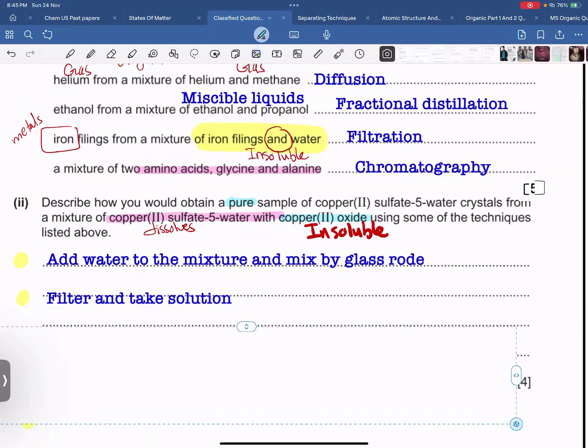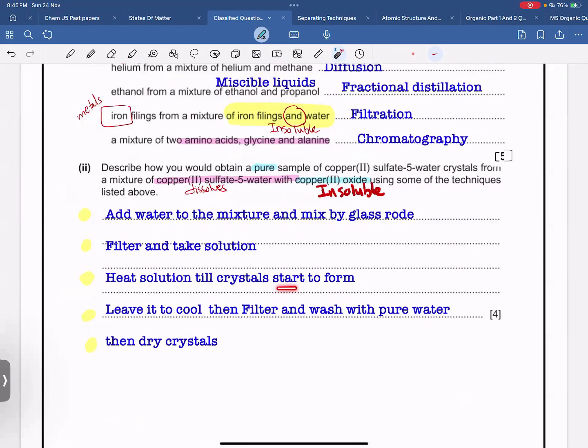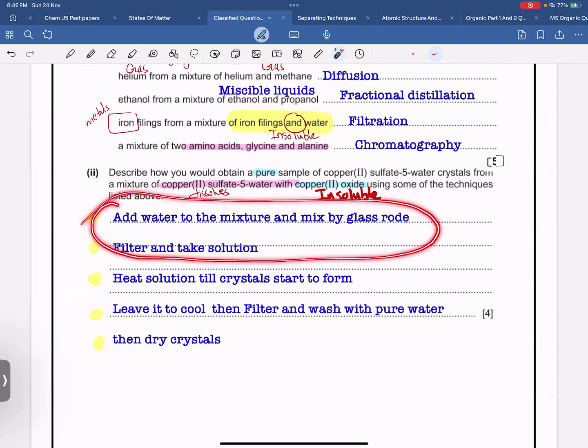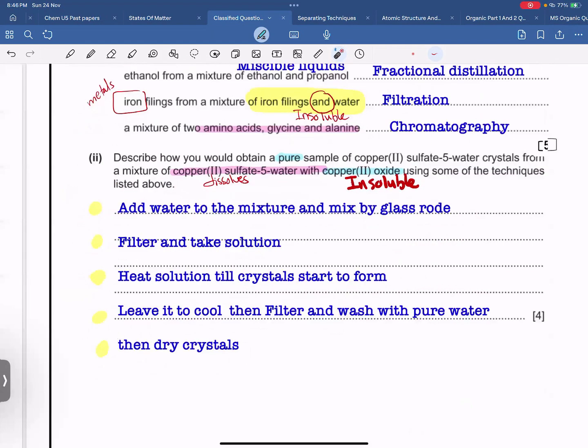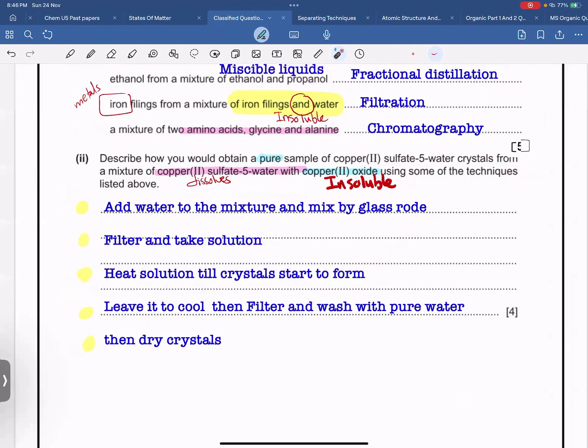And then heat the solution till crystals start to form. So the crystallization process occurs now for the solution to obtain the solute in crystal form. Leave it to cool and then filter and wash with pure water or distilled water, then dry the crystals between two filter papers. So first, separate copper(II) sulfate from copper oxide by filtration after adding water, then do crystallization to obtain crystals of copper(II) sulfate-5-water.